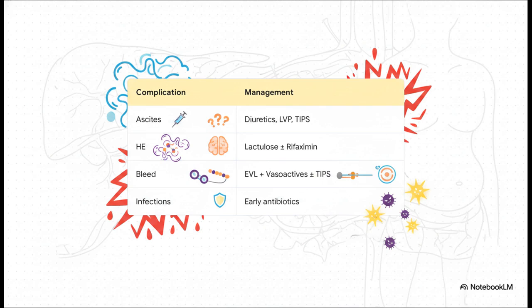Managing all of this requires rapid-fire, multidisciplinary intervention targeting specific pathophysiology. Got ascites? We deploy diuretics, large-volume paracentesis, and maybe consider TIPS if it's refractory. Hepatic encephalopathy? Get them on lactulose and rifaximin. A variceal bleed? Endoscopic variceal ligation, vasoactives, and potentially TIPS. And for infections, like spontaneous bacterial peritonitis, early aggressive antibiotics and prophylaxis are absolutely mandatory. In a decompensated state, hesitation is your biggest enemy. A unified, multidisciplinary approach from the jump is what separates survival from rapid decline.